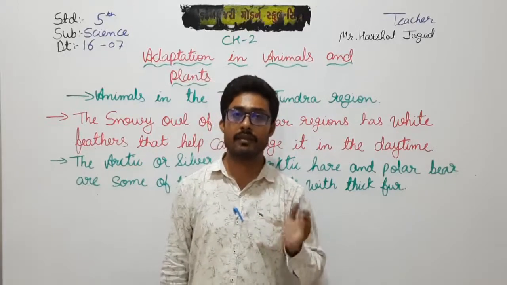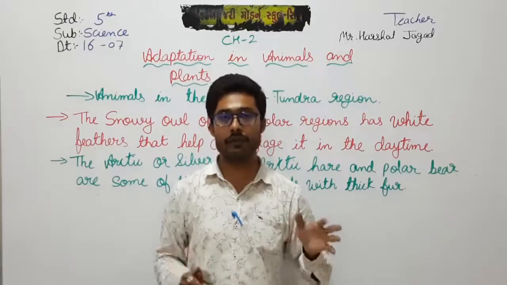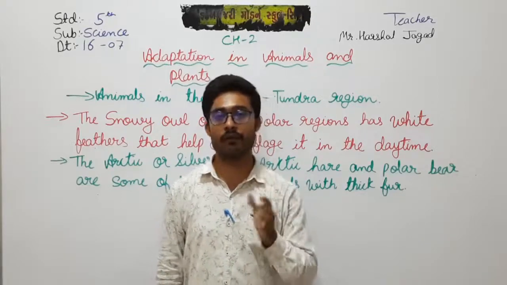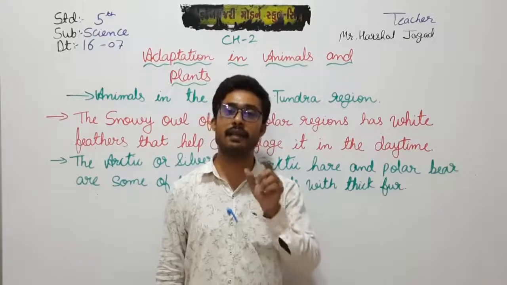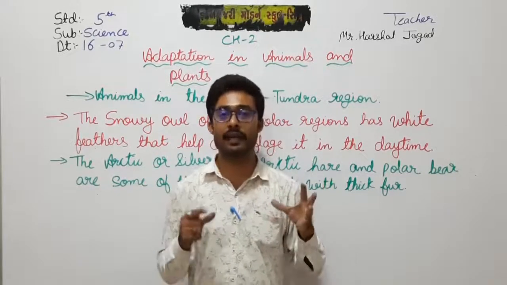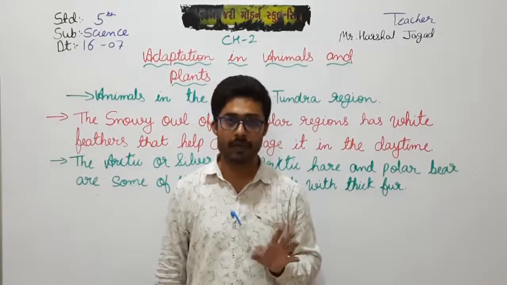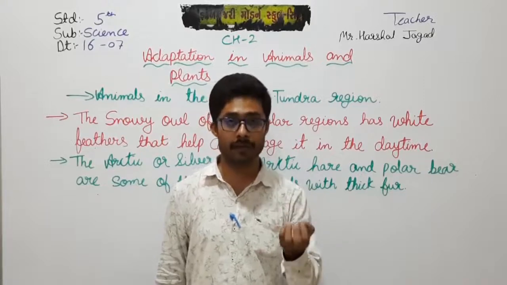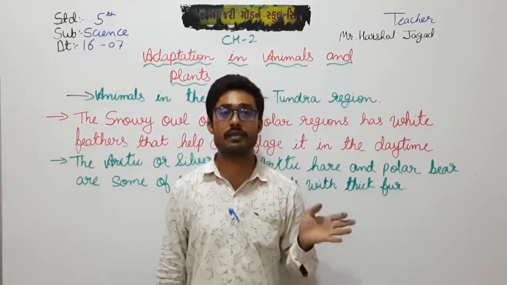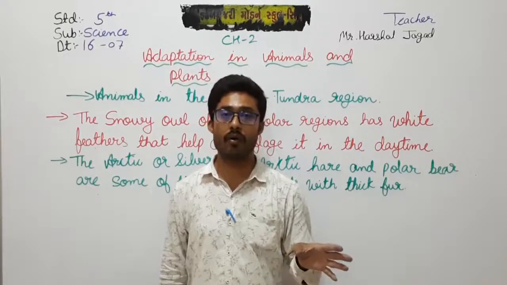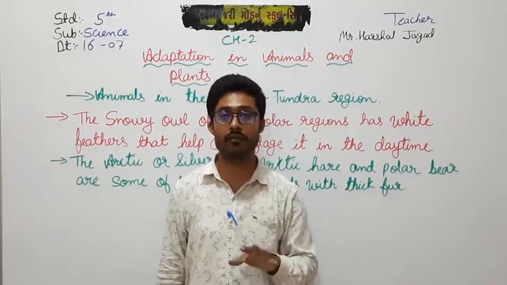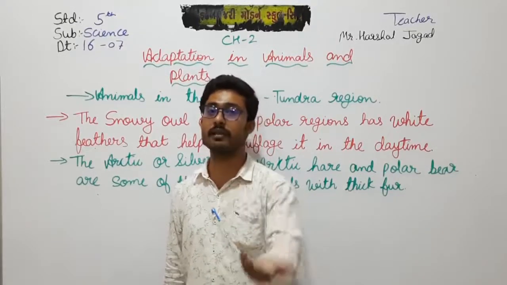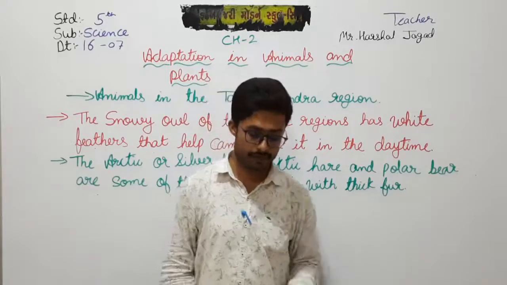So what happens? The fur on the outside protects their body from the cold, and the thick layer of fat keeps the body warm. Okay, and also they have gripped legs. So when they run on the snow, they have enough grip to stop themselves and to run forward. Okay, now writing that.